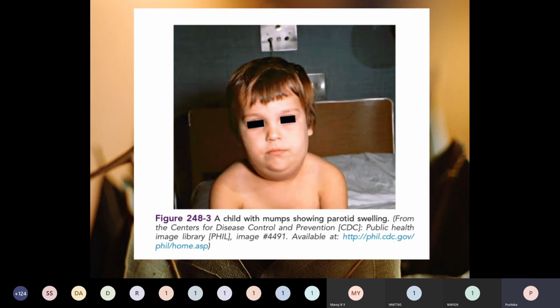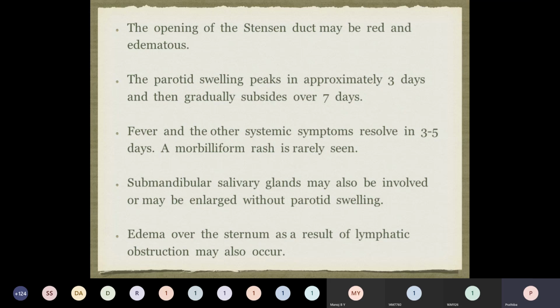So here is a child with mumps showing parotid gland swelling. There is an opening of the parotid gland called Stensen's duct, which may be red and also edematous. The parotid swelling peaks in approximately 3 days and gradually subsides over 7 days. The fever and other systemic symptoms usually resolve in 3 to 5 days.